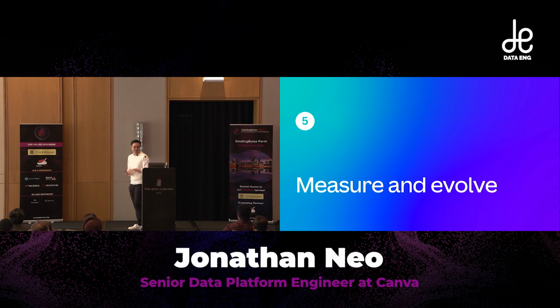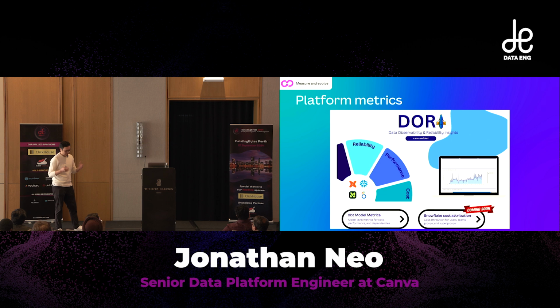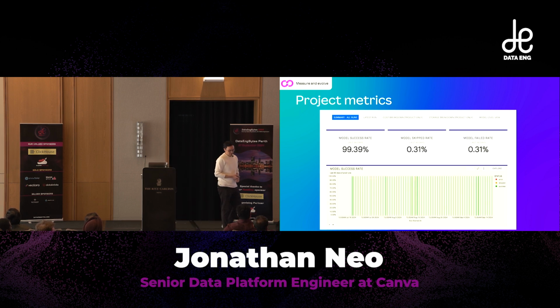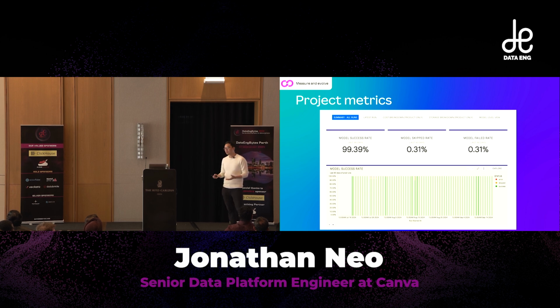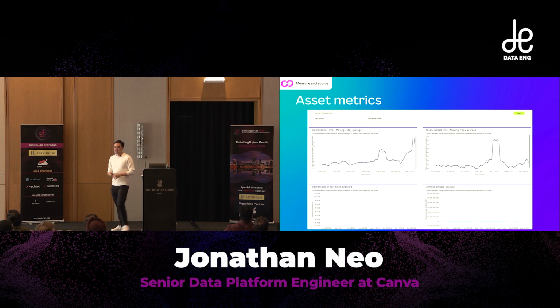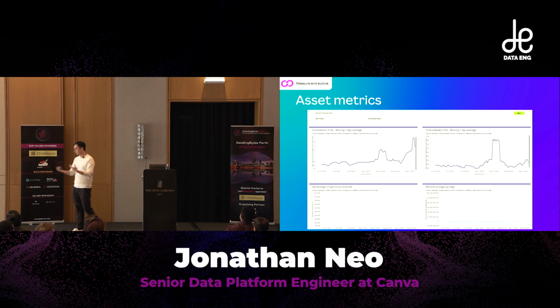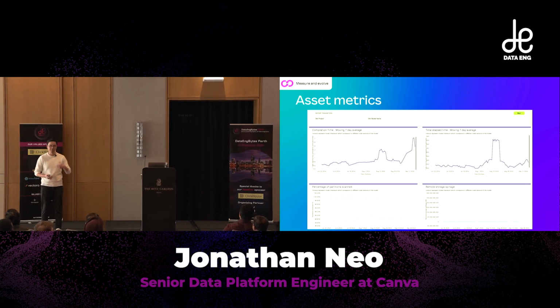Okay, so last principle I want to share with you is measure and evolve. So as part of your platform journey, you would come across platform metrics that you would like to build. So I'll share with you some examples of metrics that we have put in place at Canva. We've put in place metrics that tell us whether our project runs or DBT project runs were successful or failed. We had metrics around assets that we own or people produce, so DBT models and how often these things would pass or fail, or how long these things took to run and how much did they cost.